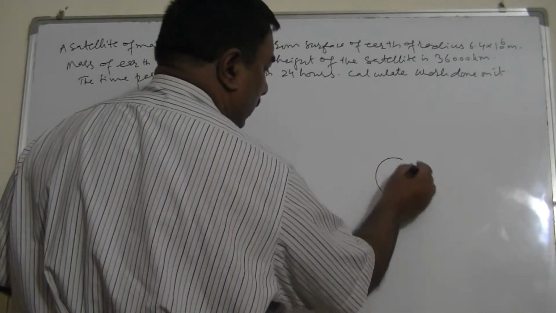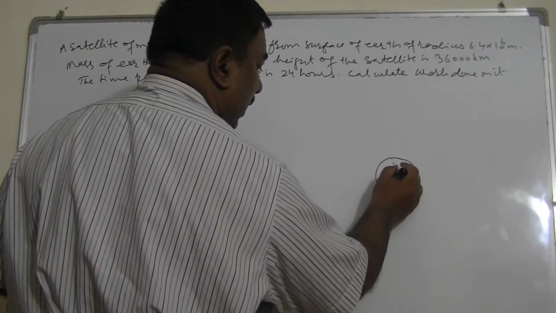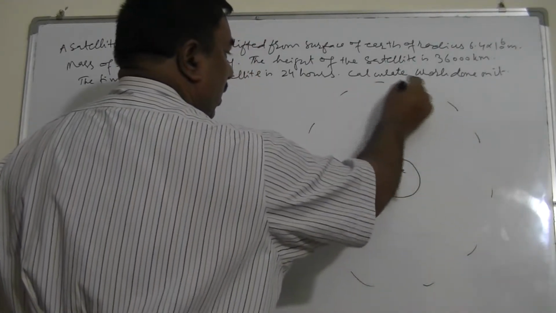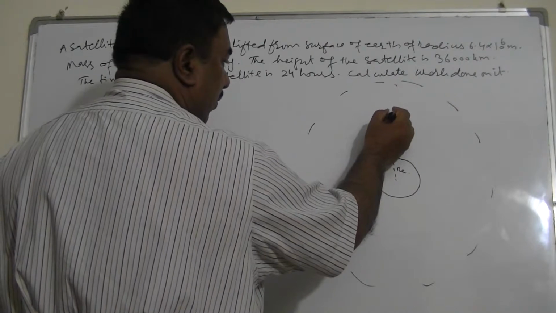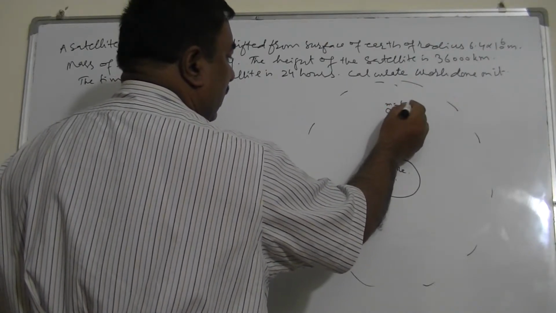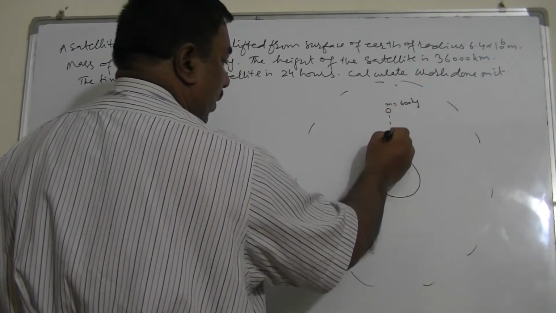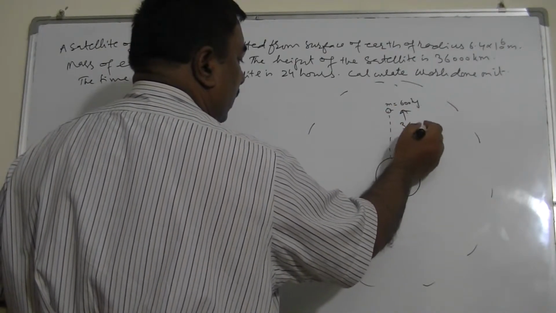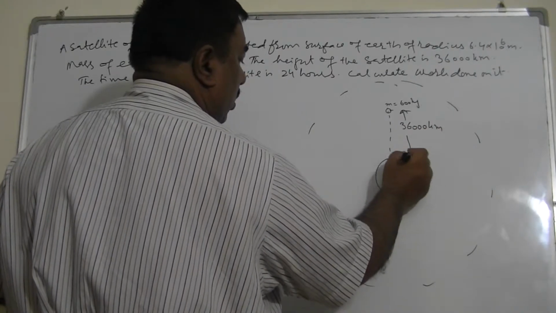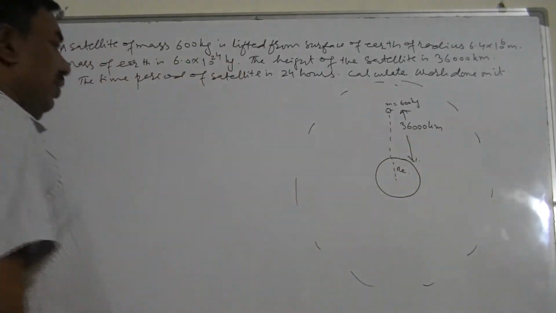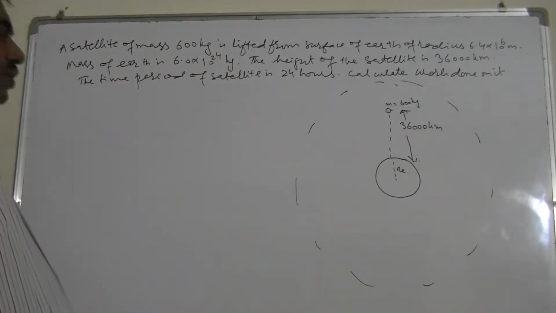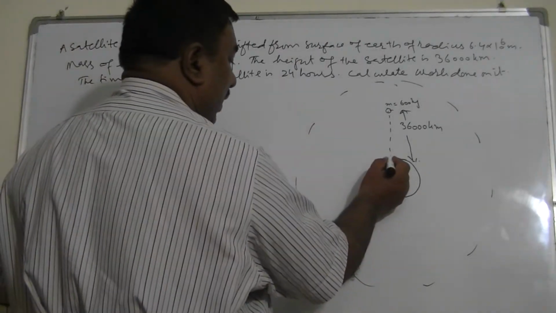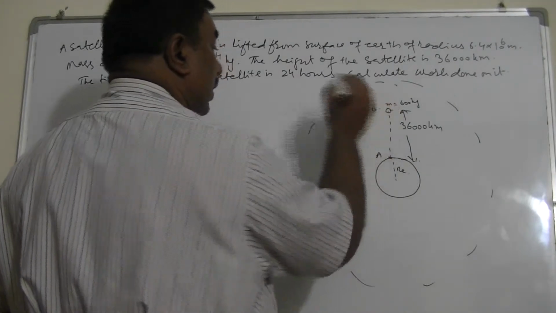This is the Earth, suppose, and this is its radius. This is the gravitational field. A satellite of mass m, 600 kg, is brought up from the surface of the Earth to here, at 36,000 kilometers. Now we have to find the work done. I can take this point as A and this point as B.